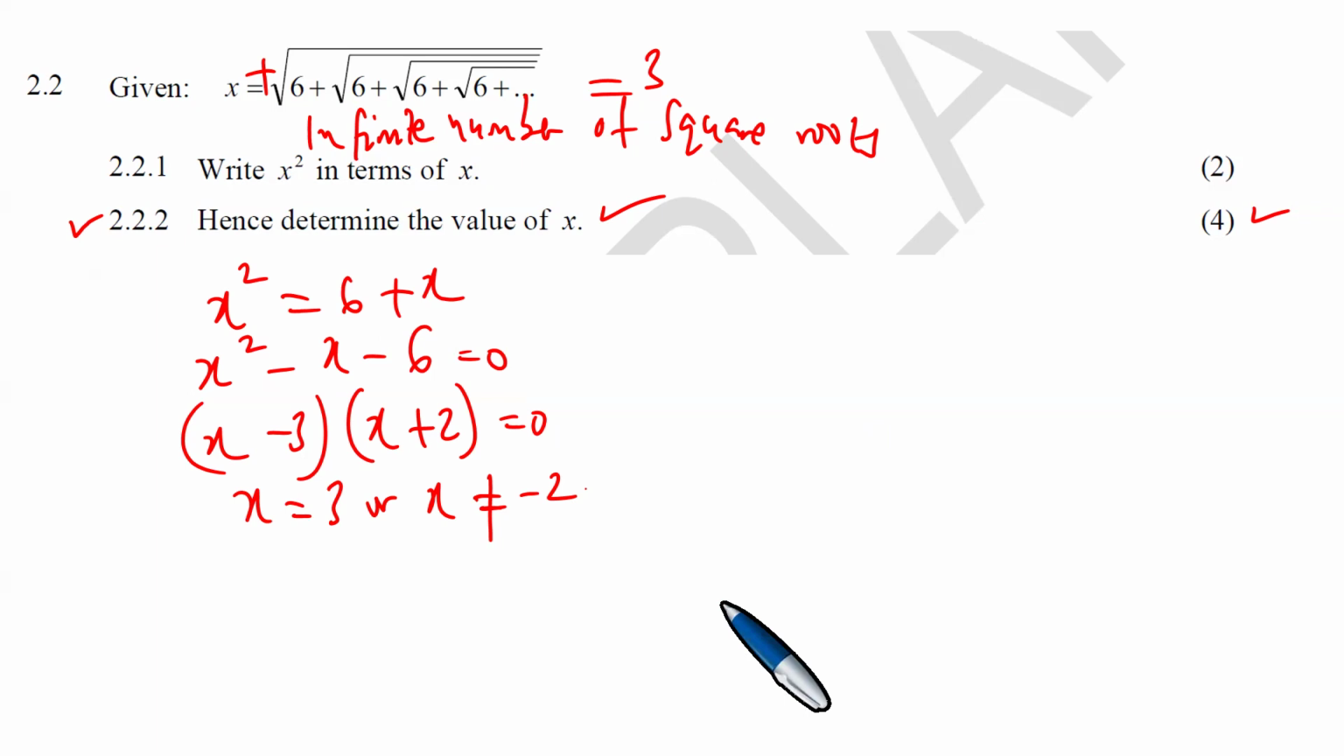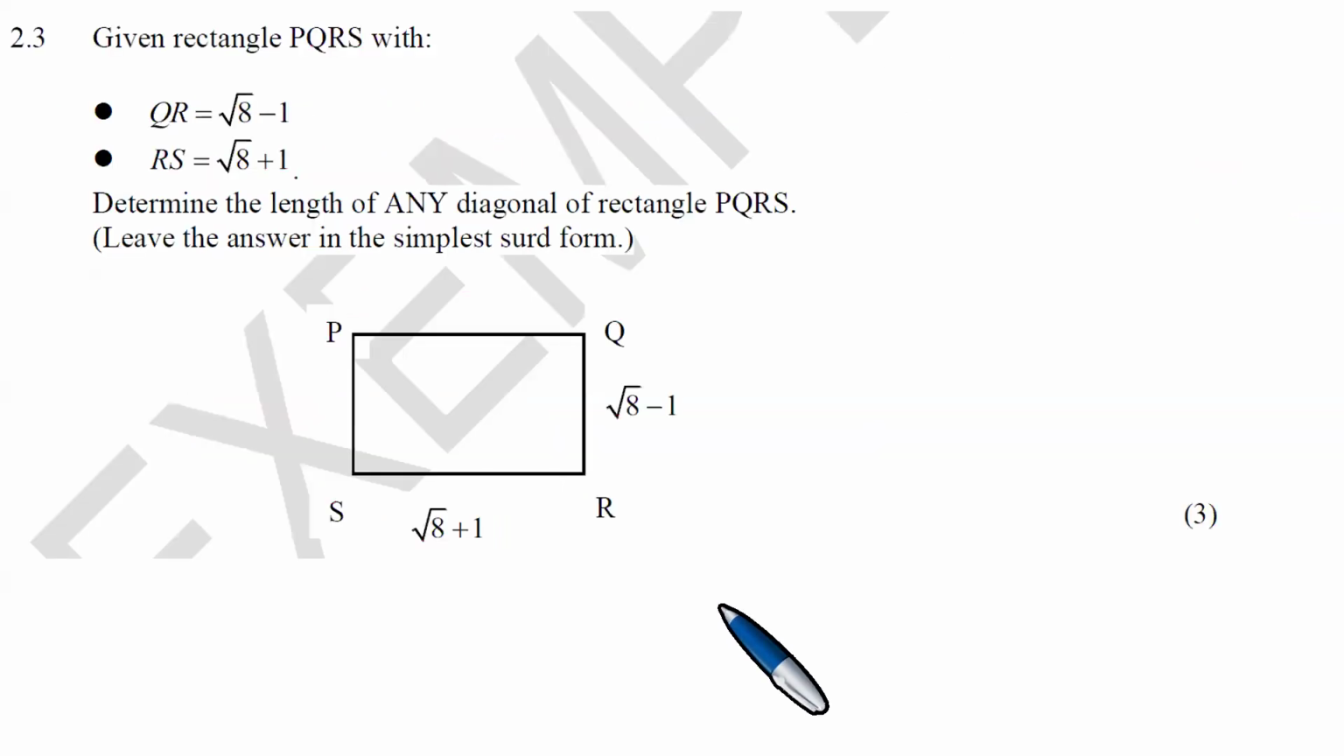Right, so we continue to solve more problems, and we look at the next question. 2.2 we've already solved. The next question is 2.3: given rectangle PQRS with QR equal to the square root of 8 minus 1, and RS equal to the square root of 8 plus 1. Determine the length of any diagonal of rectangle PQRS. Leave the answer in simplest surd form.